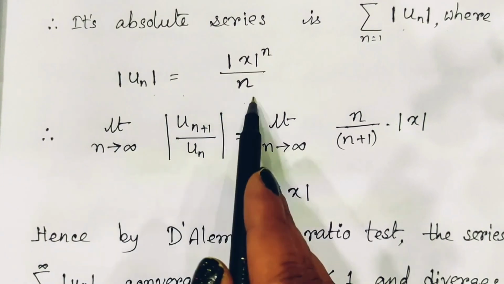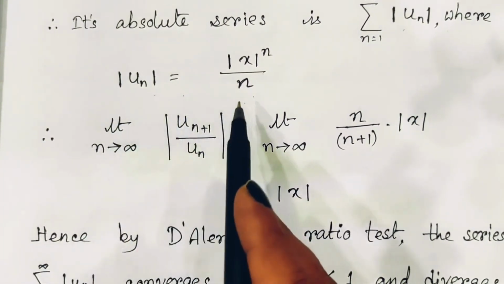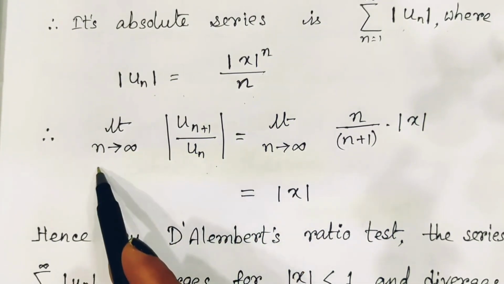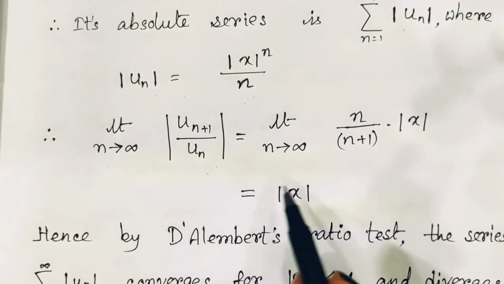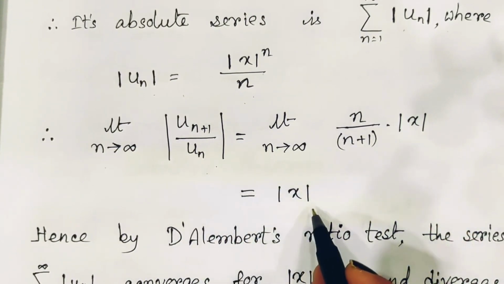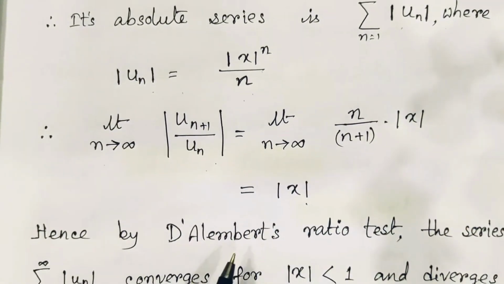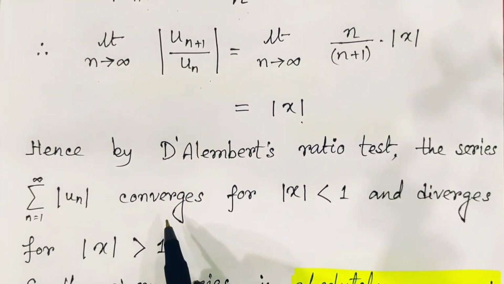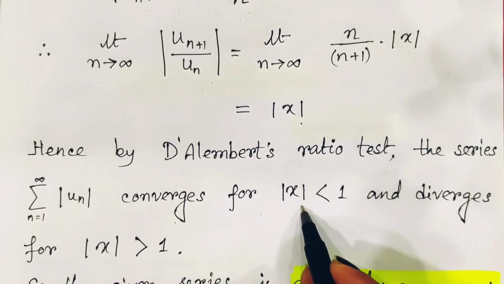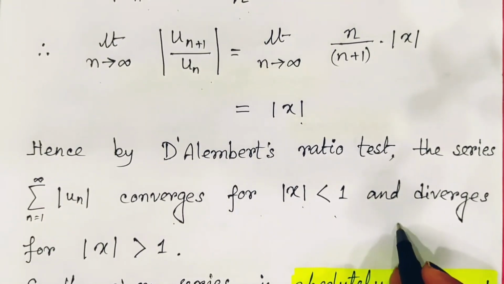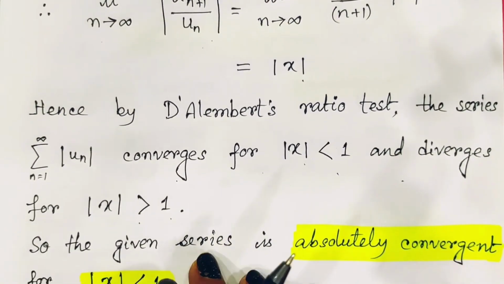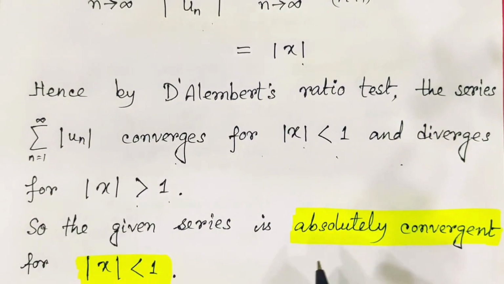So we have u_n, and mod of u_(n+1) we can easily find out. If we take the ratio of these two and take the limit as n tends to infinity, we find this limiting value is mod x. Hence by D'Alembert's ratio test the series converges when mod x is less than 1 and diverges for mod x greater than 1. So we can say the given series is absolutely convergent for mod x less than 1.